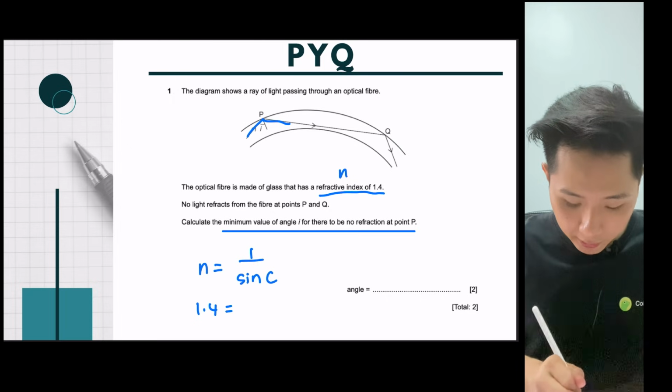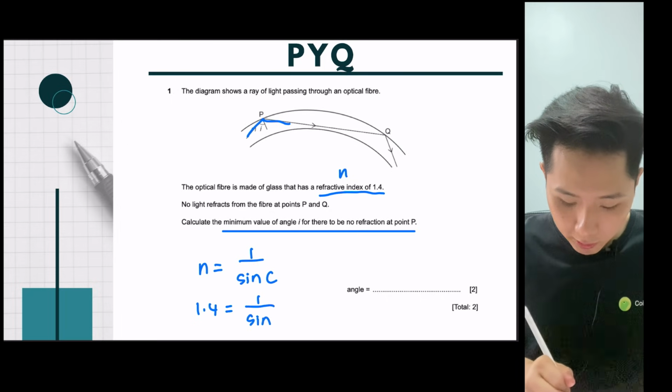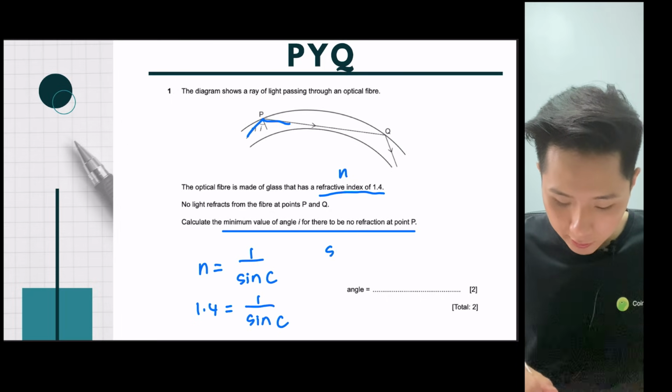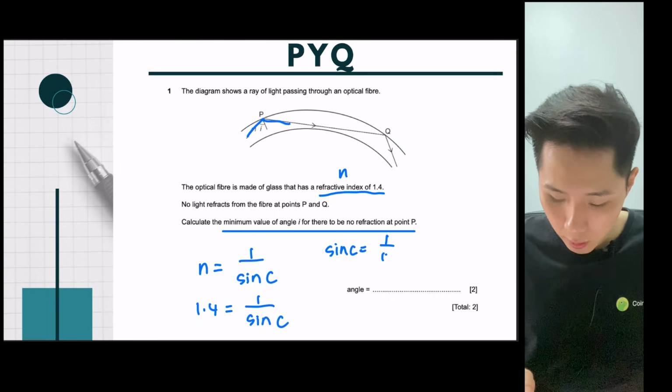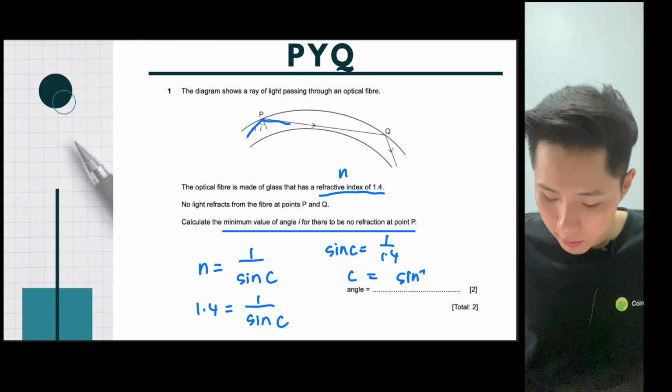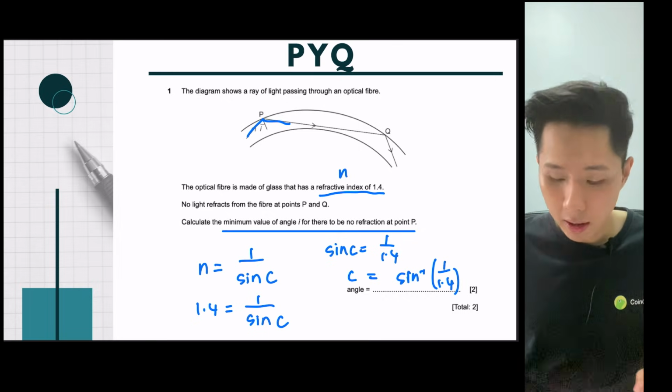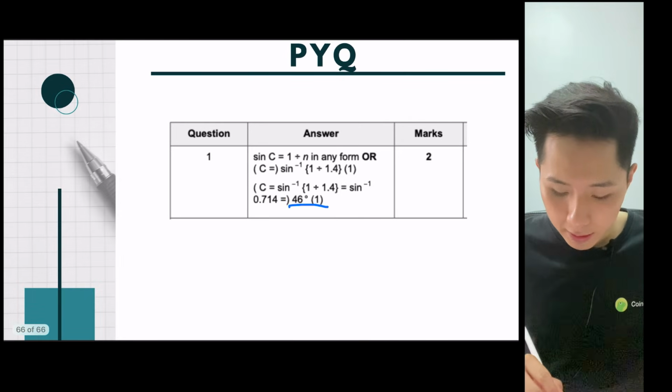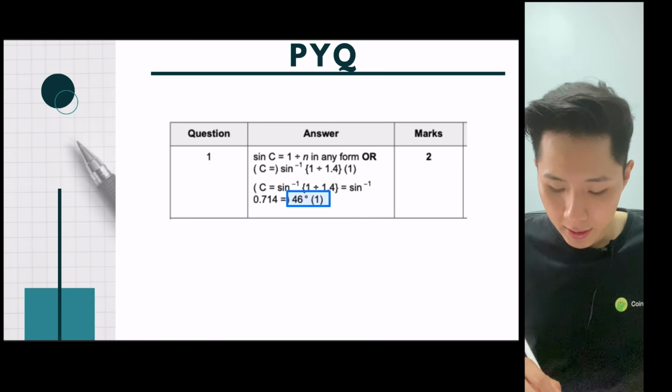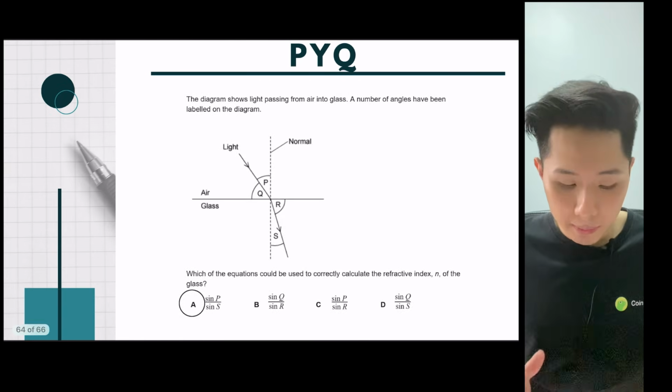1.4 is the refractive index. C is the critical angle we want to find. I'm just going to do sine C equal to 1 over 1.4. C equal to sine minus 1 of 1 over 1.4. If we key everything into the calculator, you should be able to get the answer 46. And that's the end of this chapter.